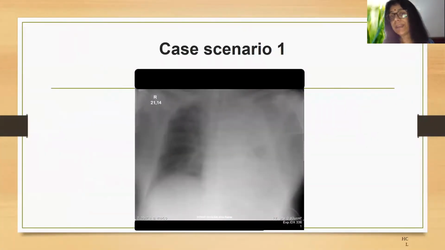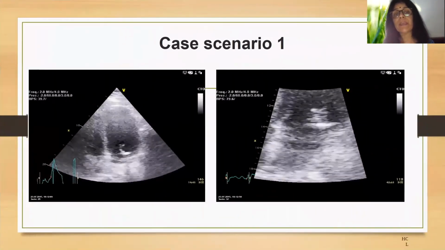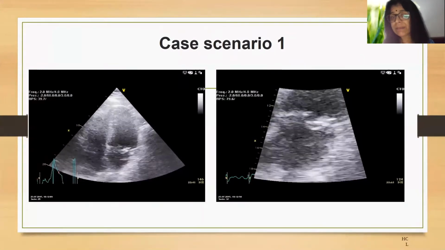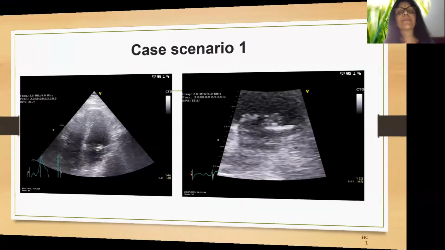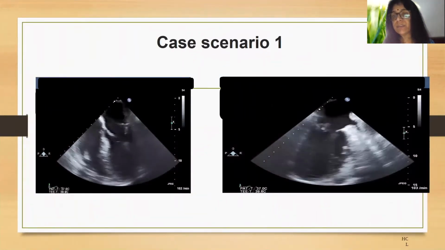The X-ray shows a left whiteout. Echo is done, and the echo shows on the mitral valve an unclear structure which you're not able to see what exactly it is. So a transesophageal echo is done. And here we see that there's a flail.